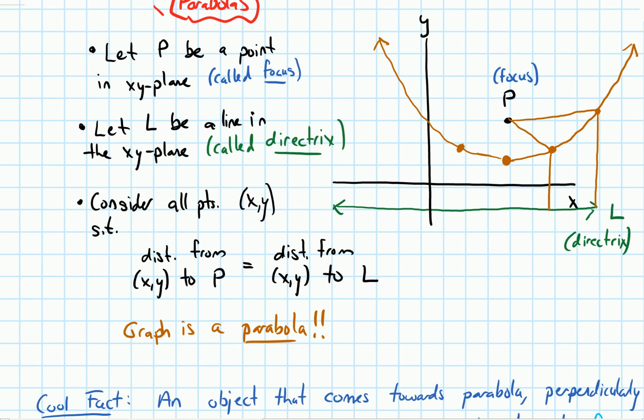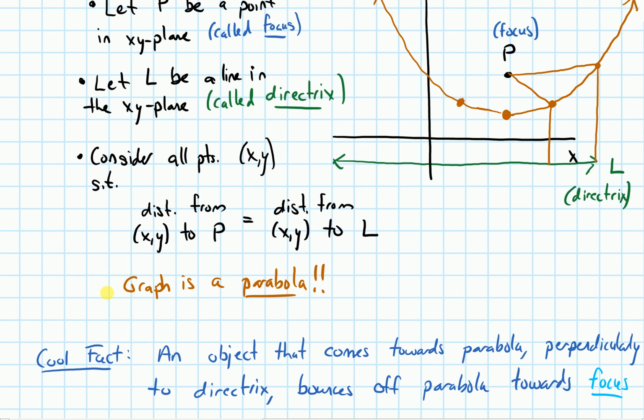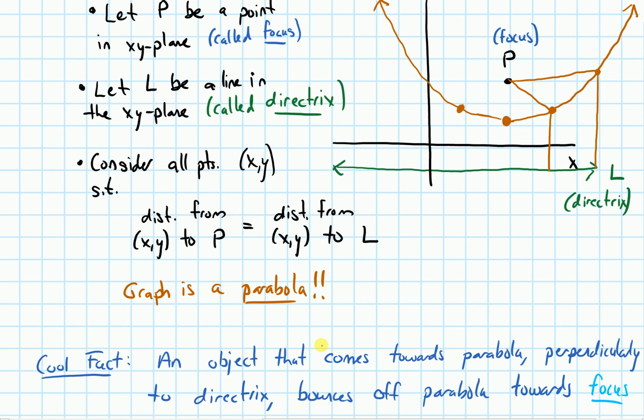A cool fact about parabolas is that if we have an object that comes towards the parabola perpendicularly to the directrix, so an object that comes straight down towards the directrix, when it bounces off the parabola, it will ricochet and go straight to the focus, no matter where it came from. Anywhere else on the parabola, even a higher point like this, coming in over here, when it bounces off, it'll go to the focus.